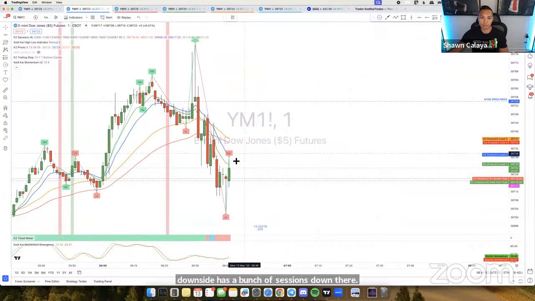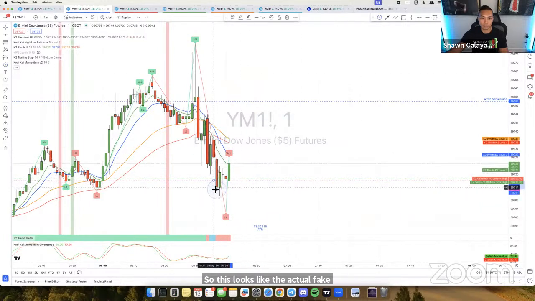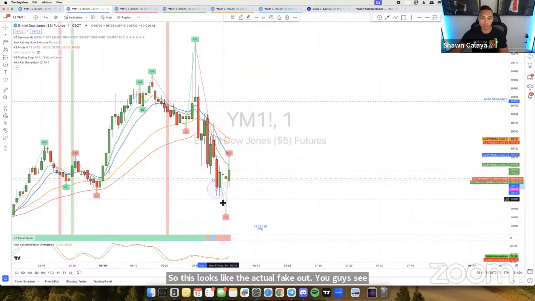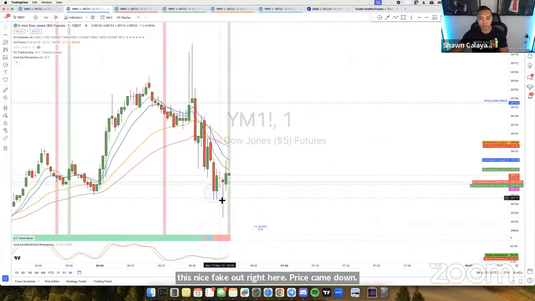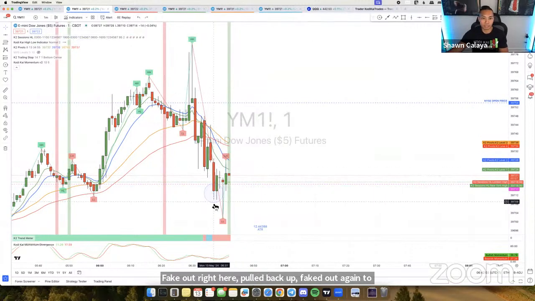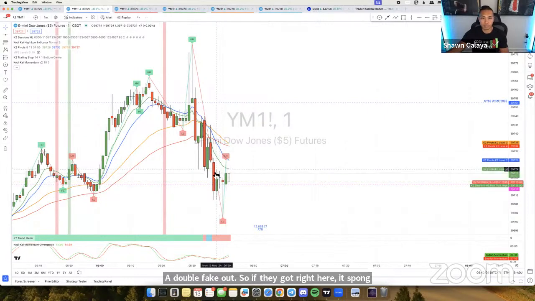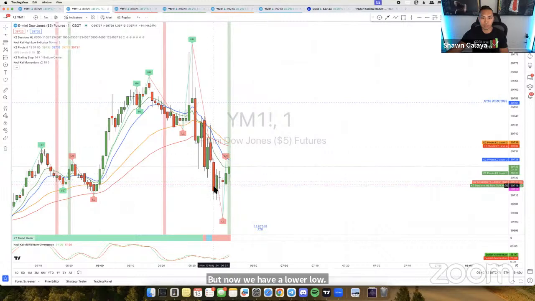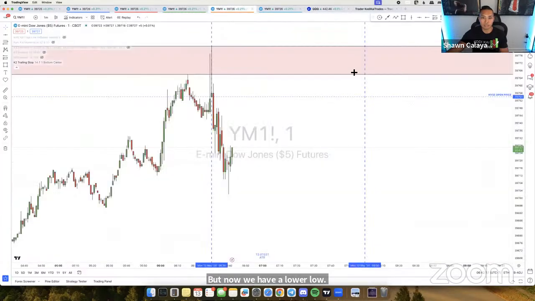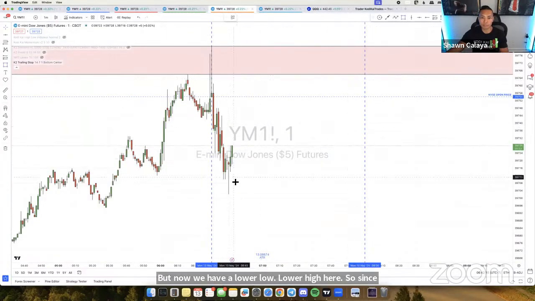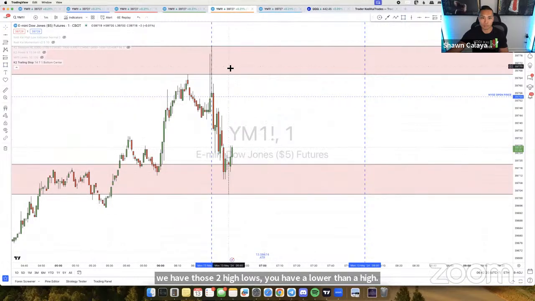So this looks like the actual fake out. You guys see this nice fake out right here. Price came down, faked out right here, pulled back up, faked out again to stop people out. Basically a double fake out. So it faked out right here, swung back up, and then as people chased the buys right there, it stopped them out. And now it swung back up right here. But now we have a lower low and a lower high here. Since we have a low then a high, in this situation, you know for sure that this low has been established at this point.